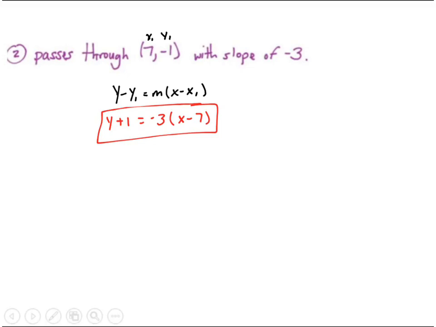But remember, if we want to put this in slope-intercept form, we can simplify this. We would distribute the -3, so it's -3x plus 21 equals y plus 1. Then we would subtract the 1, so y equals -3x plus 20. And remember, this is slope-intercept, and this is your point-slope form.